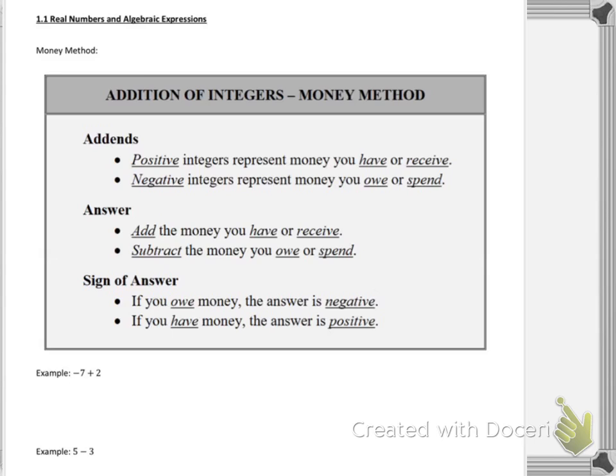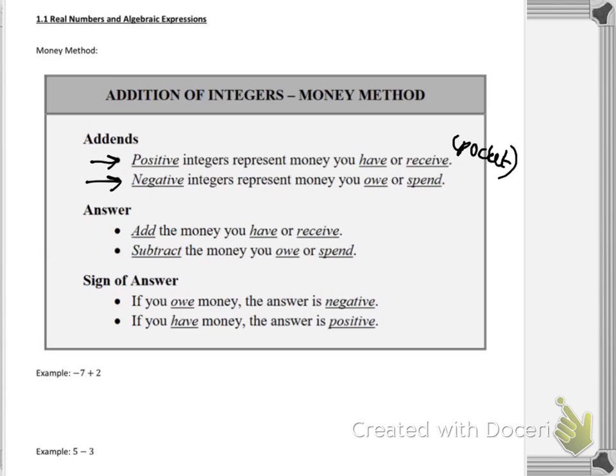This method is one of my favorite methods to understand signed numbers because it really relates to everyday life. I don't know how you can really function in the world without at some point interacting with money, right? So in this scenario, if you have a positive number, that's money that you have. Another way to think about it is like money in your checking account or money in your pocket, money that you have to spend.